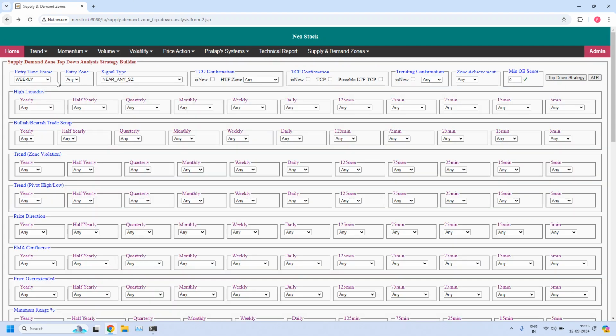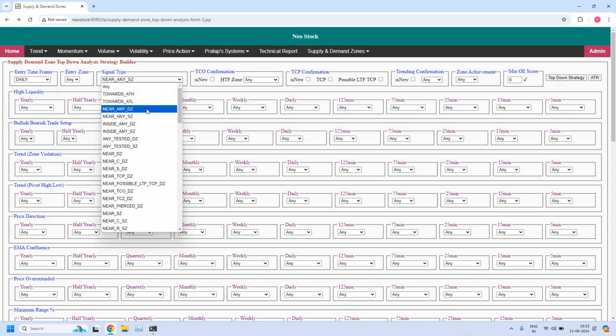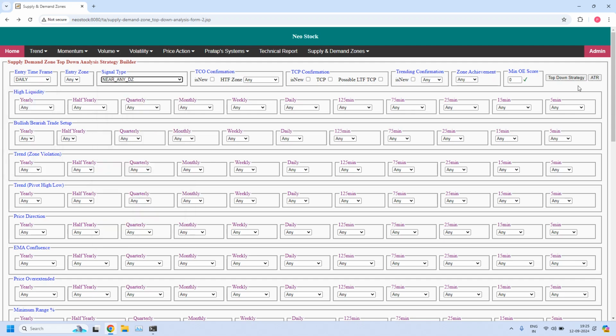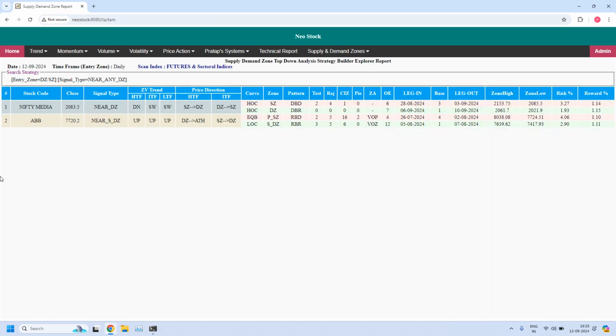Next time frame is daily. So entry time frame daily. Let us find the stocks near daily demand zone. Two stocks are filtered and one high liquidity zone is available here. So ABB is a high liquidity daily demand zone, having already tested 3 times and 5 rejections also there from the zone.